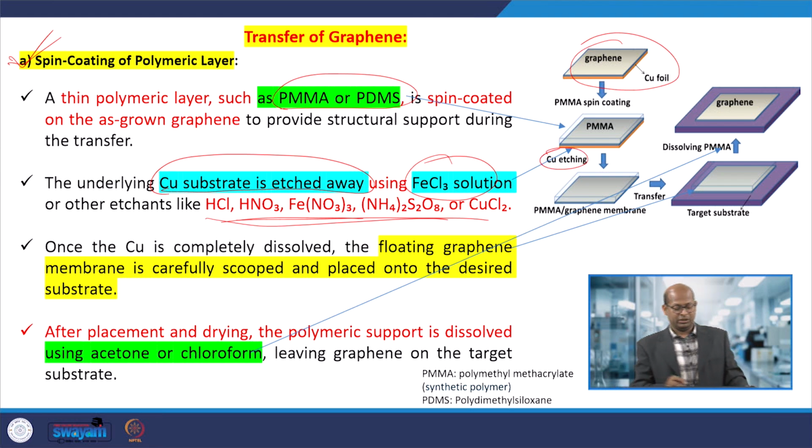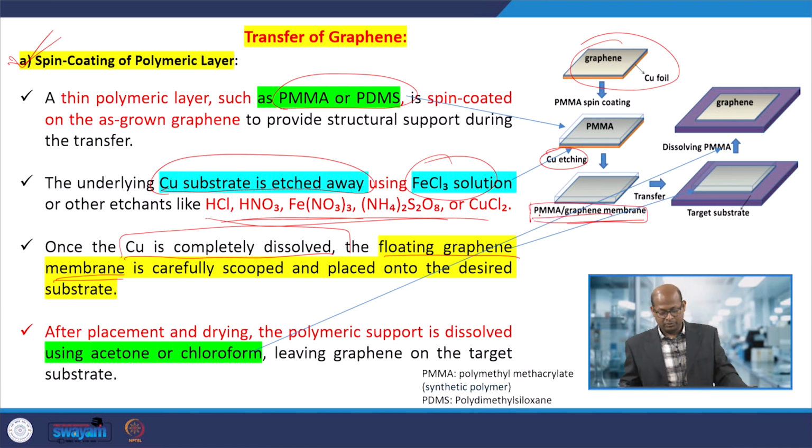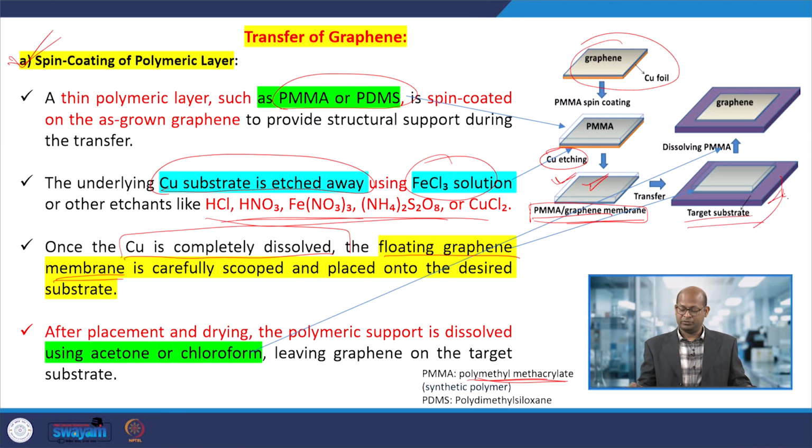Then the copper is completely dissolved in this process, and the floating graphene membrane forms over the PMMA, polymethyl methacrylate, which is a polymer. So the graphene membrane is over this transparent PMMA, and then it is transferred to a target substrate. This is our target substrate. Then the PMMA is dissolved using some solvents, and the graphene layer remains on the target substrate. So this is the spin coating polymeric layer method.